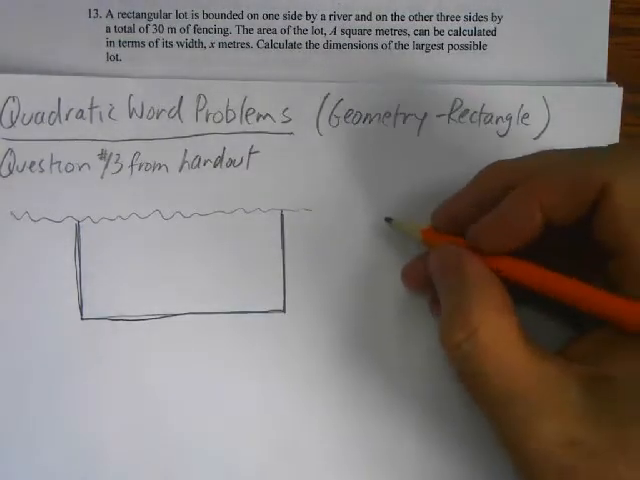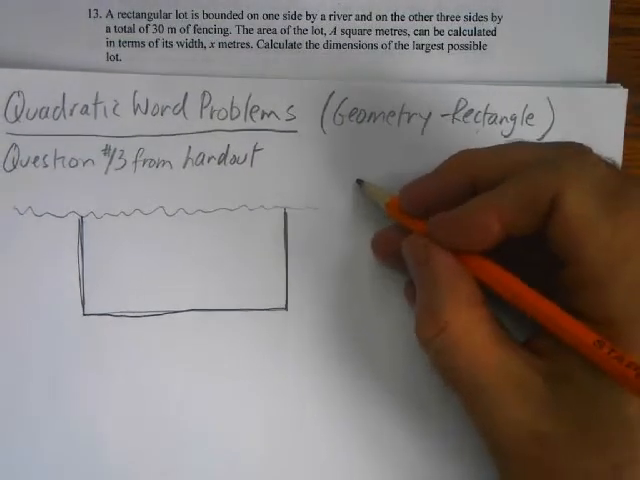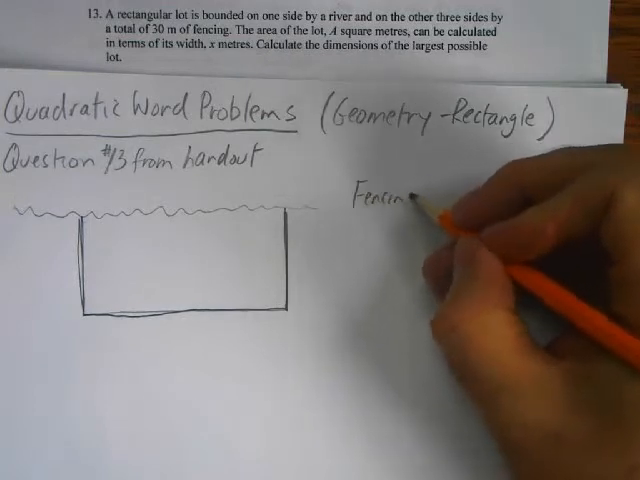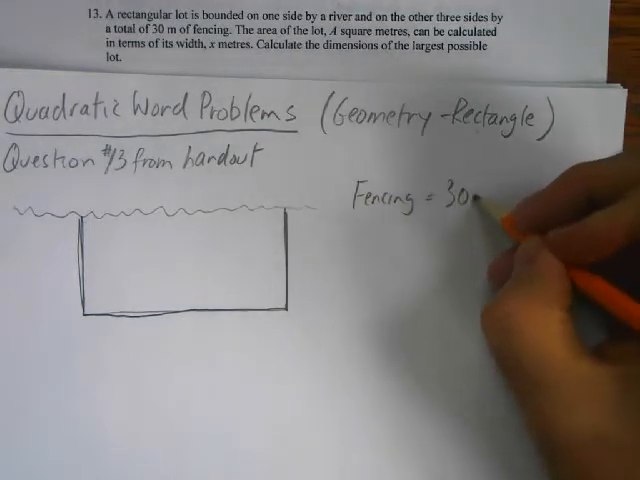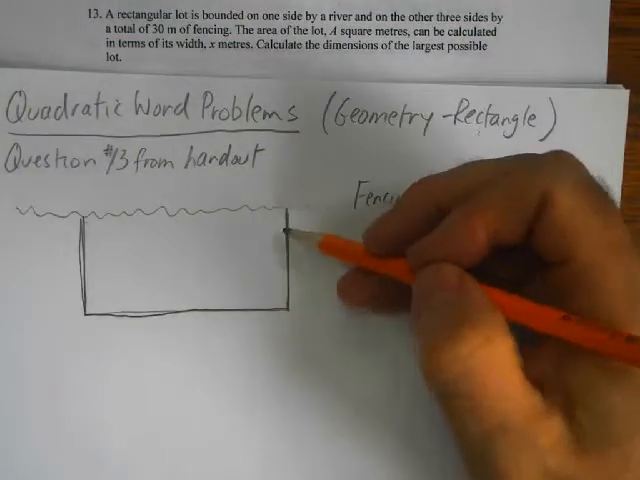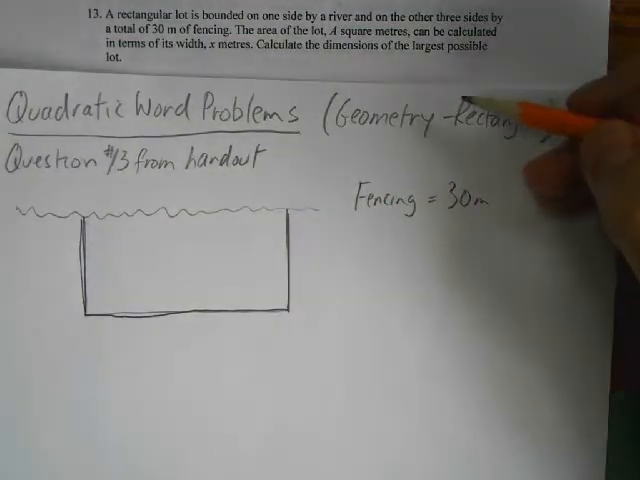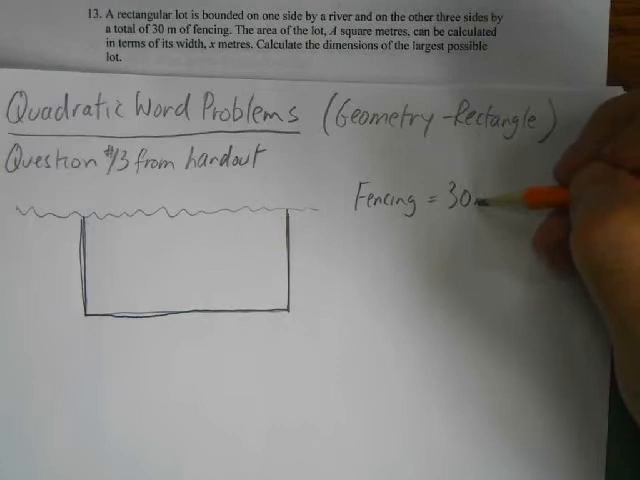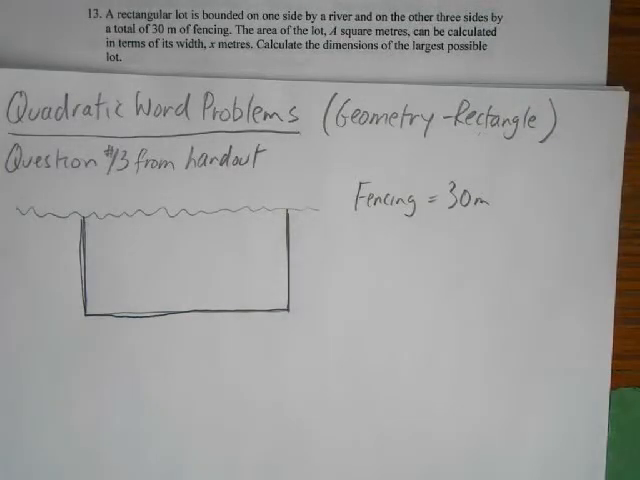Okay, it tells us that we have a total of 30 meters of fencing. So the 30 will go up there. We're going to use all of it, nothing more, nothing less. It's always going to add up to what they tell us we have. And they told us to use the variable x. They don't necessarily have to.